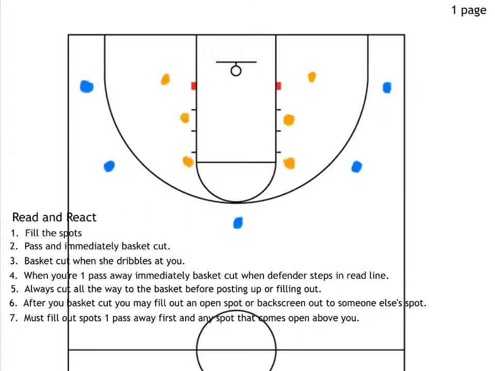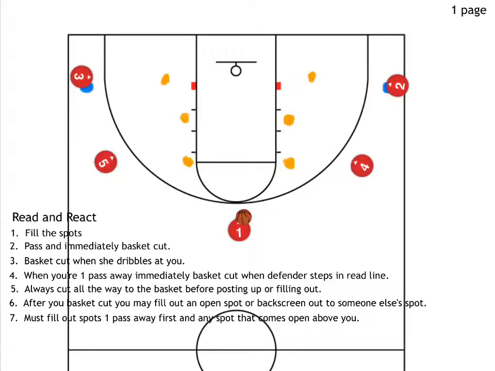So the first rule is you fill the spots. This is a 5-out set I'm showing here. You could also do this with 4 out and 1 in, or 3 out and 2 in, but just for the purpose of this demonstration, I'm going to show it with 5 out. So first thing we do is we fill the spots. Here we are. We've got all the spots occupied.